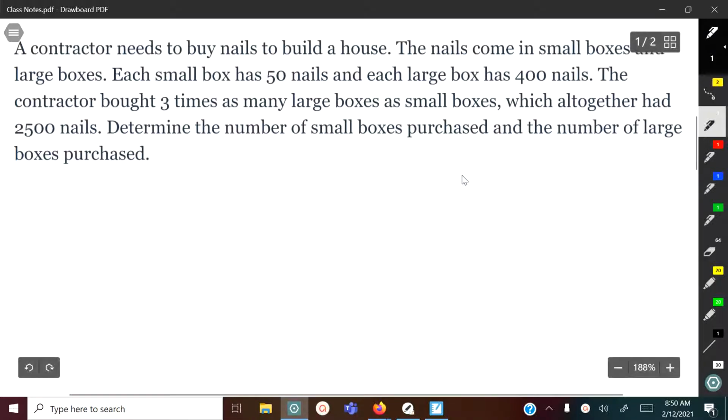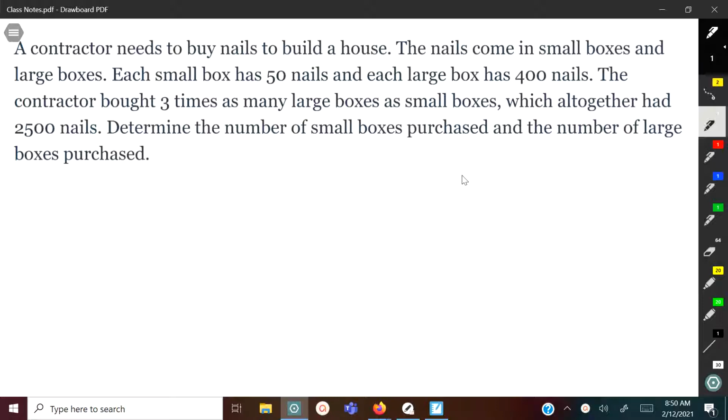It says here the contractor needs to buy nails to build a house. The nails come in small boxes and large boxes. Each small box has 50 nails. Each large box has 400 nails. And the contractor bought 3 times as many large boxes as small boxes, which altogether had 2,500 nails. Determine the number of small boxes purchased and the number of large boxes purchased.